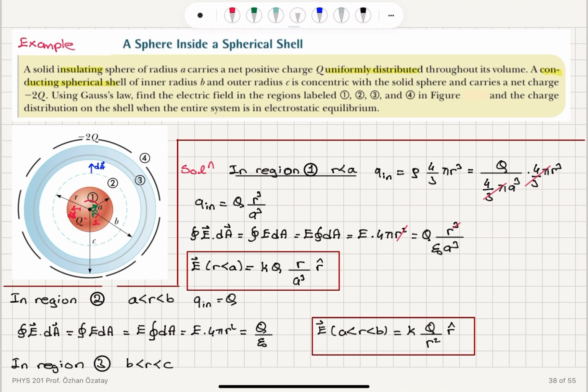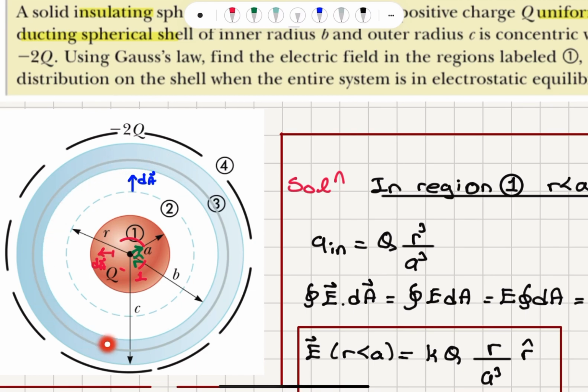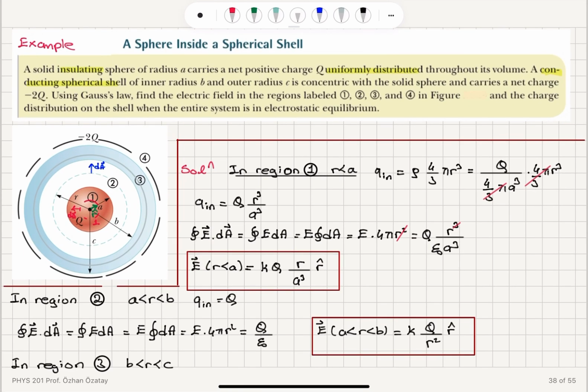Now in region 3, we're inside a conductor. So we know that inside a conductor at equilibrium, we must have zero electric field, otherwise the mobile electrons would move to establish equilibrium. So inside the conductor, the electric field in the region between b and c is zero r hat. So that's no electric field inside a conductor at equilibrium.